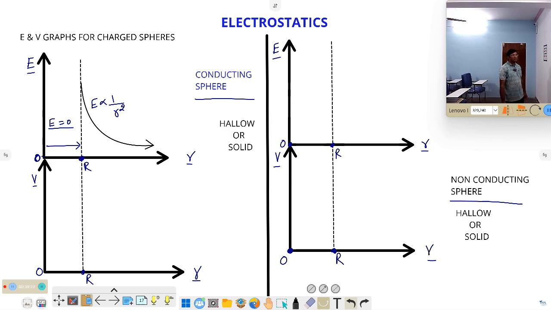Now what is the potential? Just before, we discussed that potential is never 0 in the case of either a conducting sphere or a non-conducting sphere. At the center there is a potential, and on the surface there is a potential.